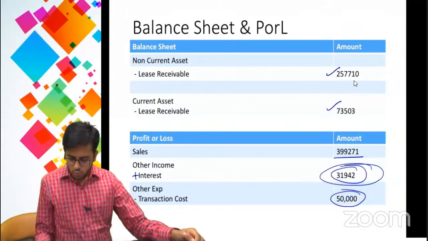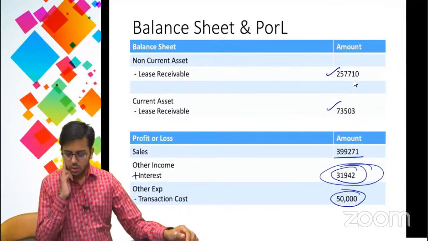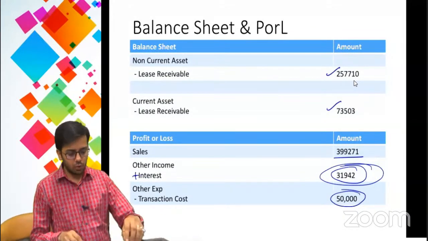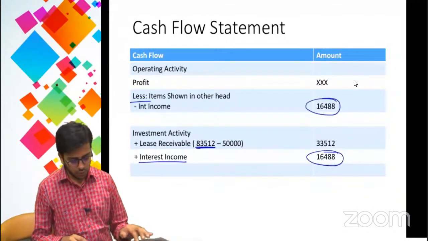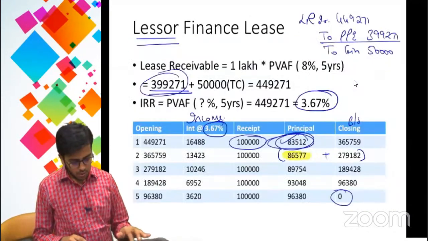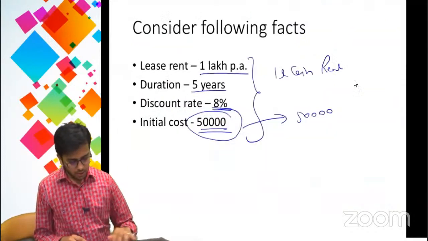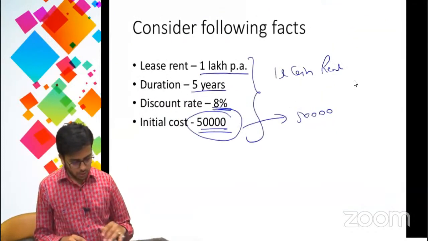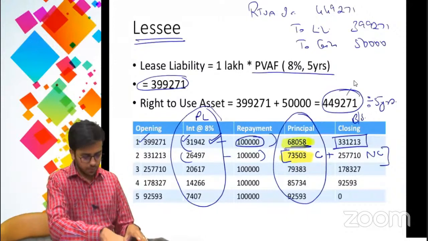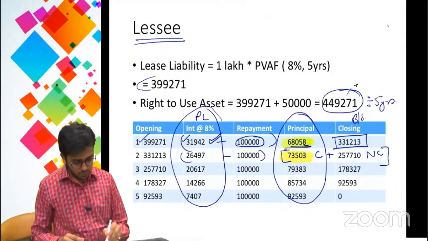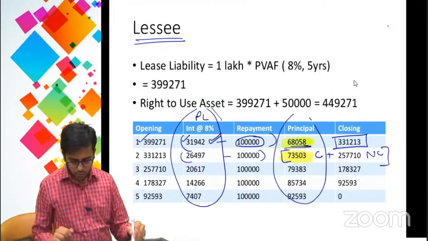How do we come to know the difference between finance and operating lease? See, what happens is, let me give you this example. Initially, we had determined this present value to be 3,99,000 rupees. Let me rub this. 3,99,271, right?